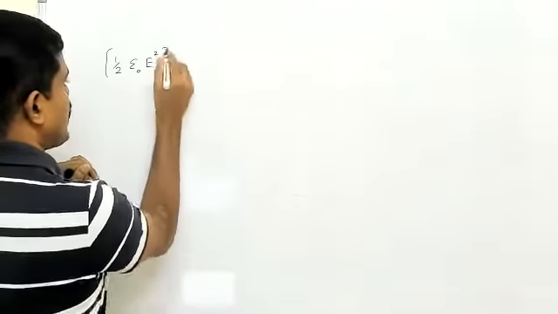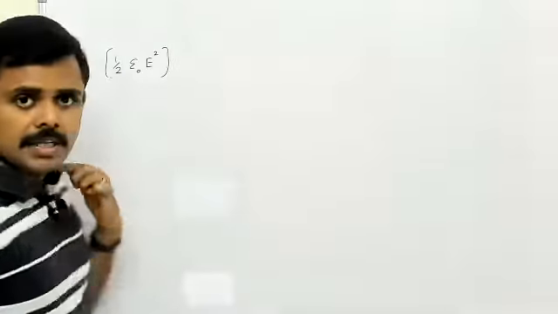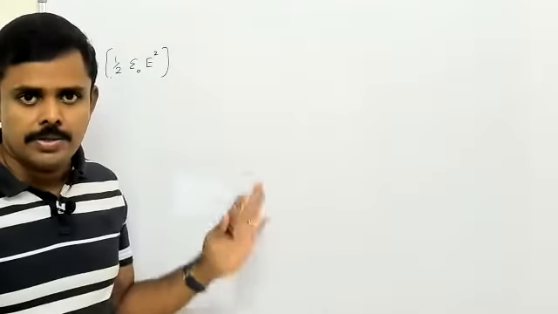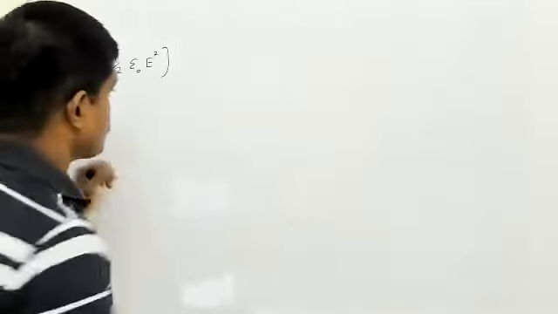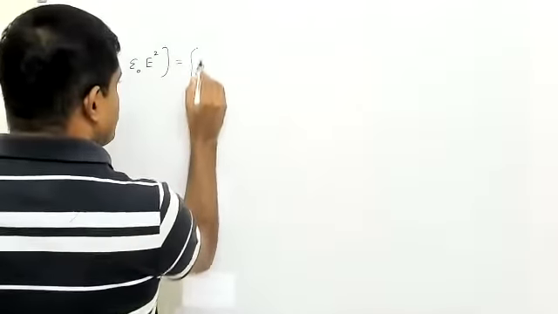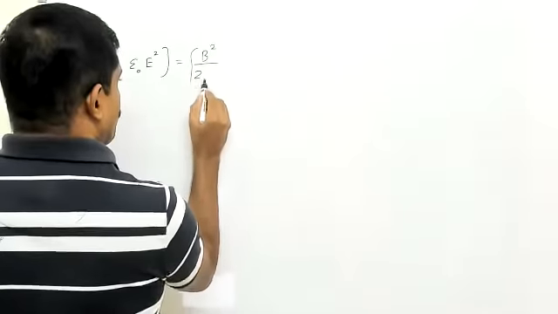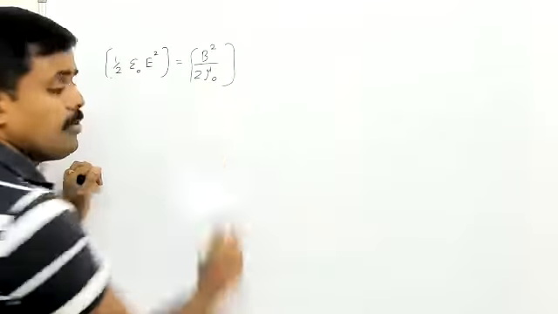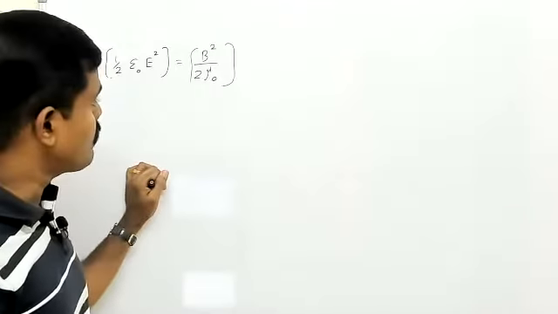But never ever do that, because that will take at least 3-4 minutes to solve. Understood? Never ever use this conventional method for half epsilon 0 E square. I'll tell you the technique. This has dimensions identical to that of B square by 2 mu 0. That is something you learn in electromagnetic waves later on.